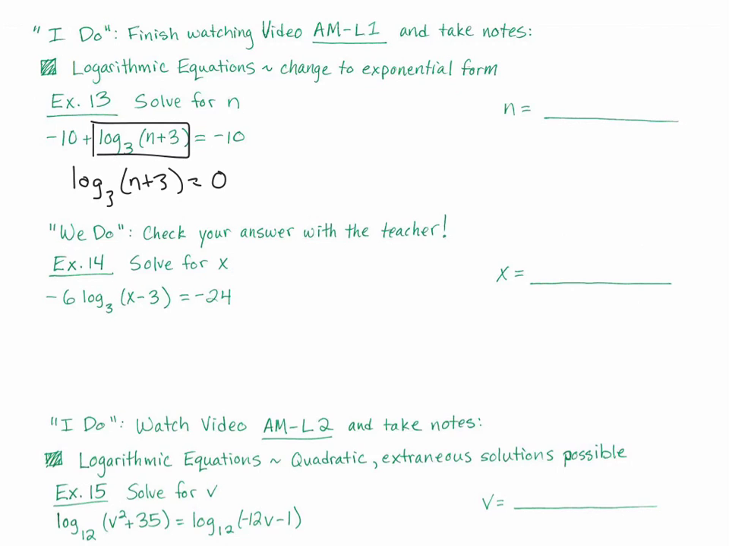So now we're going to use the definition of our log, which remember means the base to the answer equals what we're taking the log of. So if I rewrite this exponentially, it's just a simple 3 to the 0 equals n plus 3. Well, we know what 3 to the 0 equals. Anything to the 0 power is going to be 1. And if that's equal to n plus 3, then n is going to equal negative 2. So that's my answer.